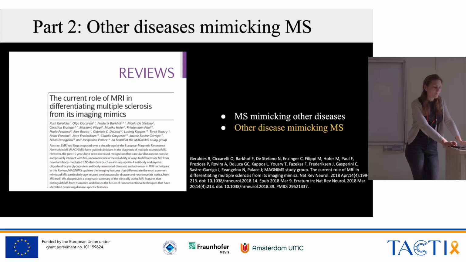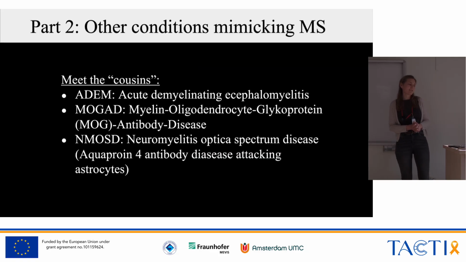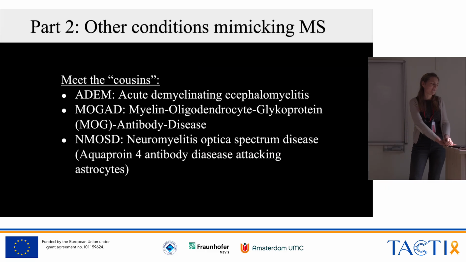But as we'll see in a moment, vessel imaging can be very important. So let's go to the second part. First of all, I would like to introduce MS's extended family, the cousins. I call them the cousins, and the cousins have the striking names ADEM, MOGAD, and NMOSD. The last one the parents didn't choose very nicely. They're also demyelinating conditions, but they're based on different immunological backgrounds compared to MS.